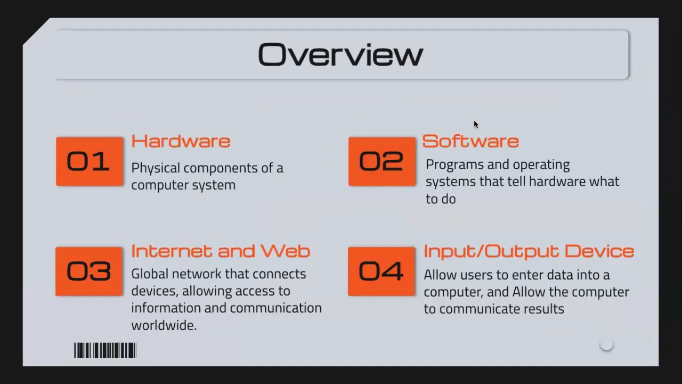First, we're going to talk about hardware, which is the physical components of a computer system. Then we're going to talk about software, which are programs and operating systems that tell hardware what to do. Thirdly, we're going to talk about the internet and web. These are the global network that connects devices and allows access to information and communication worldwide. And lastly, we're going to talk about input and output devices that allow users to enter data into a computer and allow the computer to communicate results.